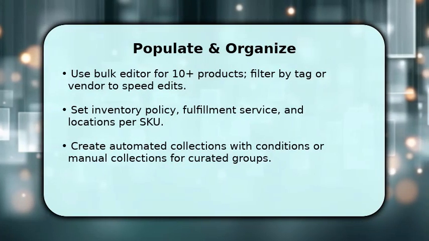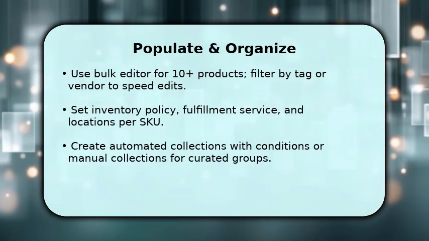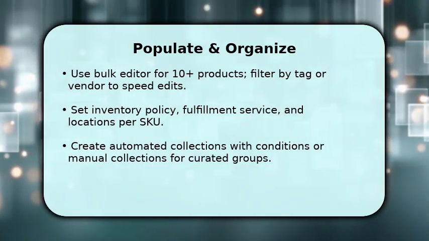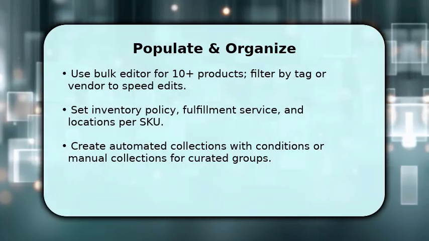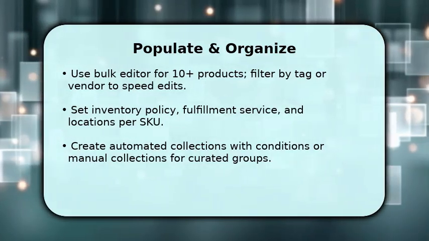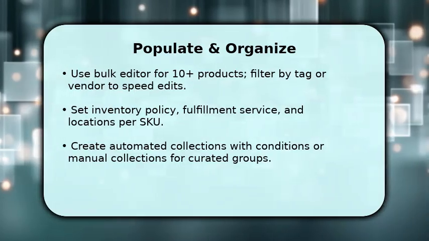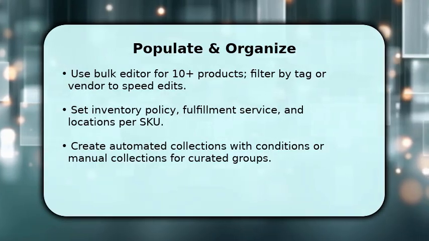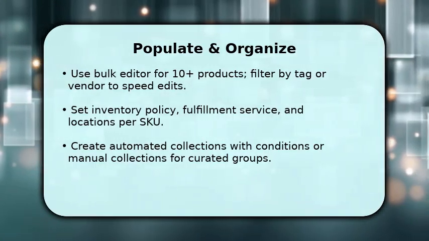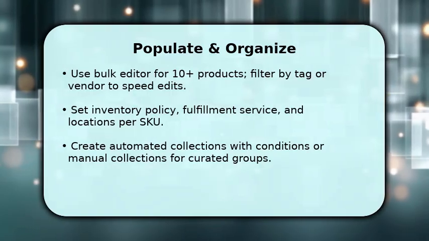Continue by enriching each product entry. Add clear descriptions, alt text for images, and multiple variants if needed. Use the bulk editor to change prices, inventory, or tags across many items at once. It saves hours. Then configure fulfillment settings, pick locations and inventory policy, because this drives shipping and stock tracking.